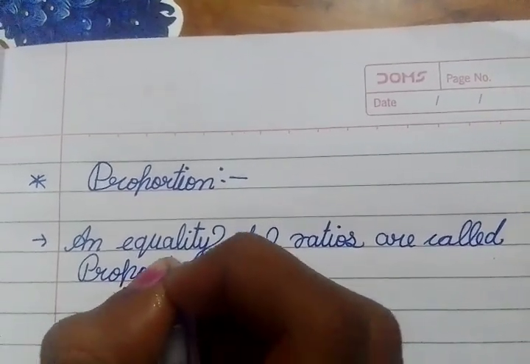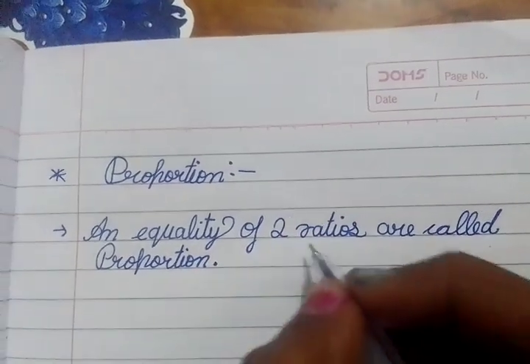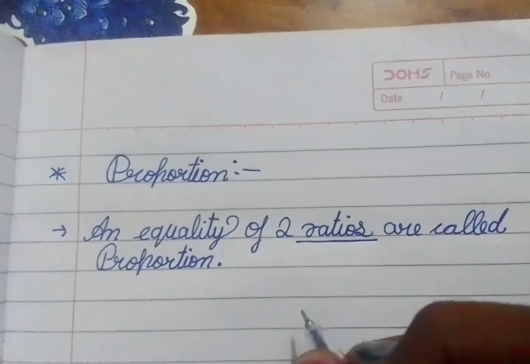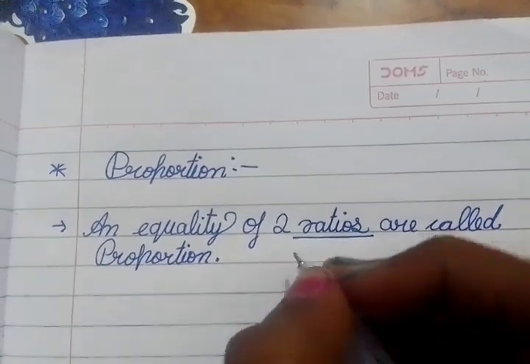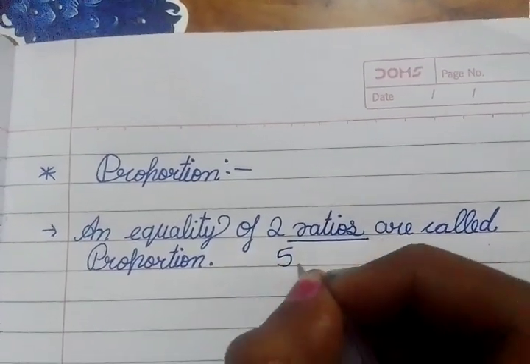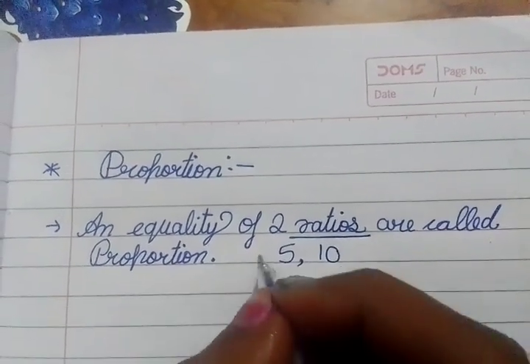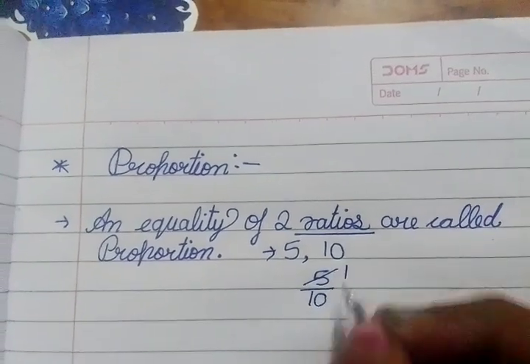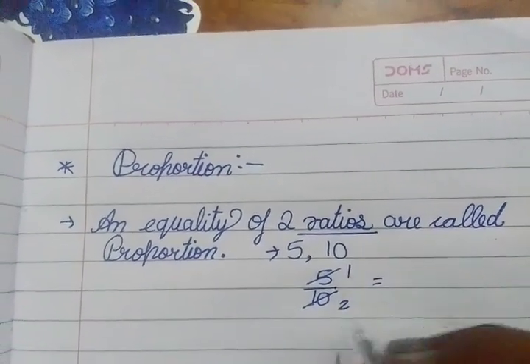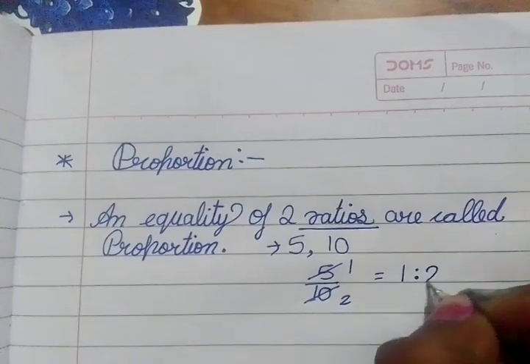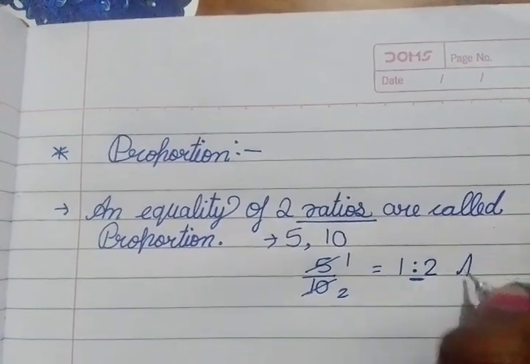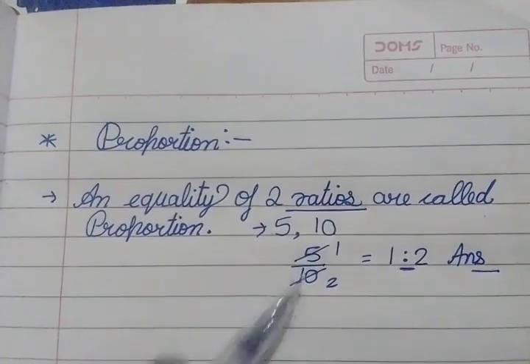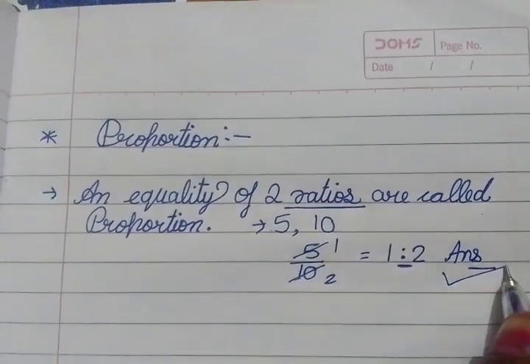Meaning of equality is barabari. So what is ratio? Ratio is when we compare two quantities of same kind by division. Like we have taken the example 5 and 10 here. When we compare it by division, 5 by 10 will be the answer. When we cut it, the answer will be 1:2. The "is to" sign is ratio. So when we compare two quantities in the form of division, that is known as ratio.